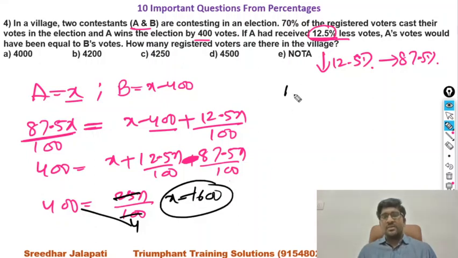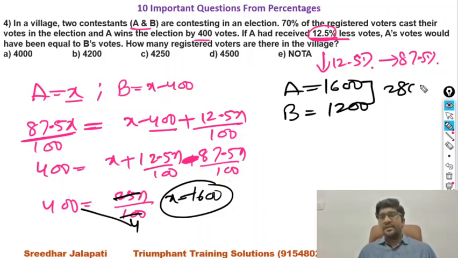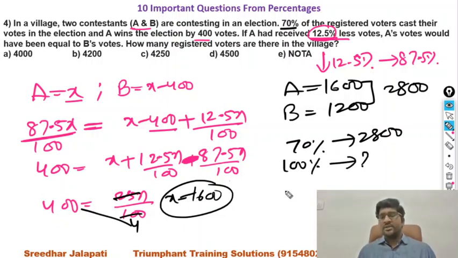X is nothing but the number of votes polled to A, 1600. The number of votes polled to B is 1600 minus 400, 1200. Then together they got 2800. This 2800 is the 70% of the votes. So if 70% of registered is 2800, then 100% is equal to how much? Because we are asked to find total registered votes. Whatever the votes polled to A and B together form only 70%.